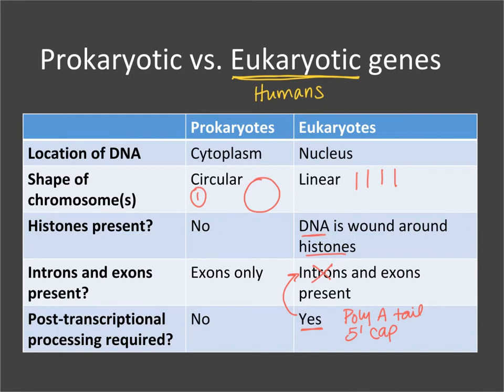We don't have the nuclear membrane. The mRNA doesn't have to go very far in order to find a ribosome. So we don't need that post-transcriptional processing, partially because prokaryotes don't have introns to begin with, so we don't have to get rid of them. And we don't need the poly A tail and 5' cap because they don't have to travel anywhere. The mRNA doesn't have to travel anywhere to find a ribosome.